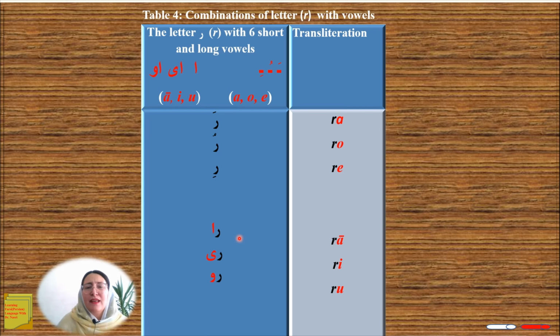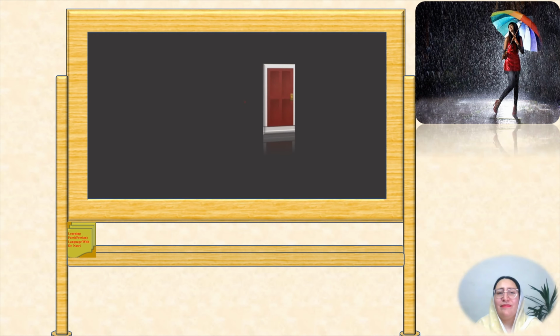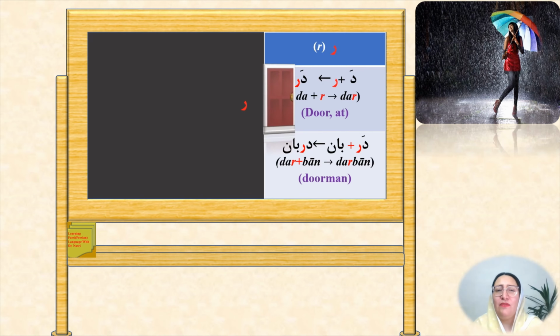The letter re and the long vowel a combine to form the syllable ra. The letter re and the long vowel e combine to form the syllable ri. The letter re and the long vowel u combine to form the syllable ru. The letter re has only one form.